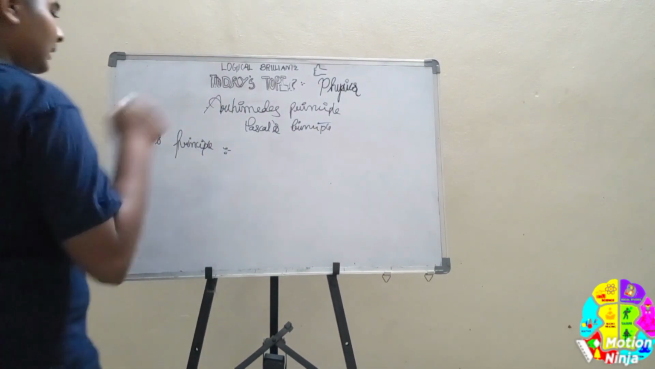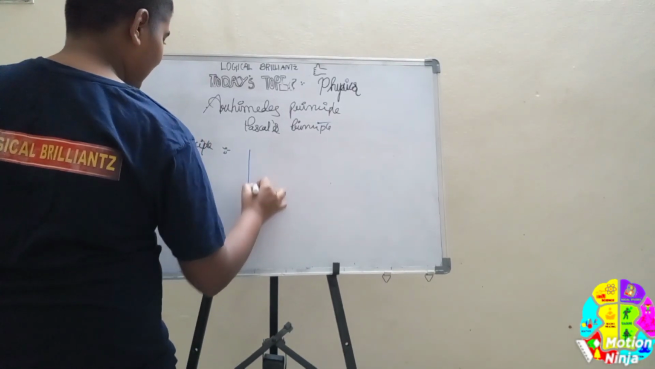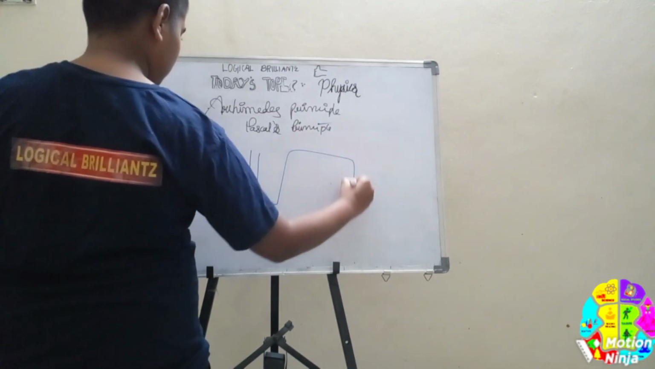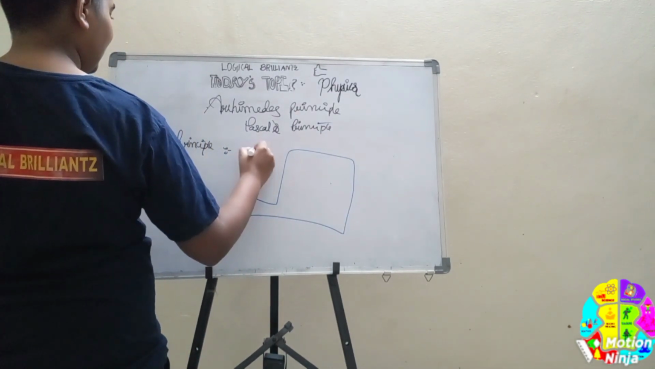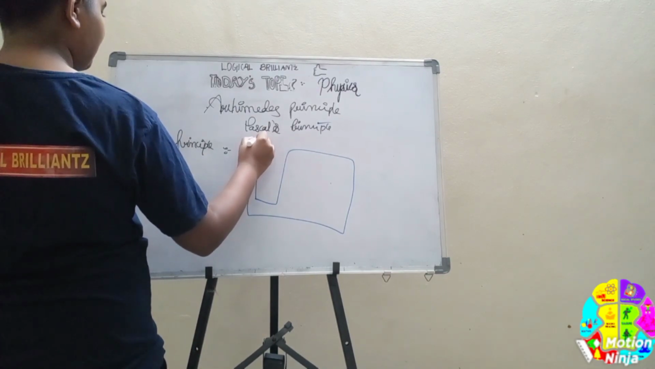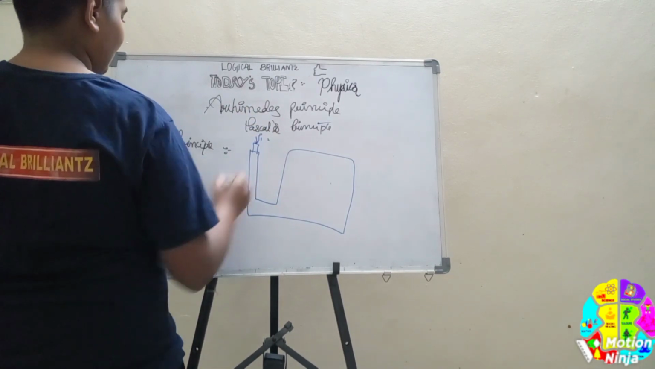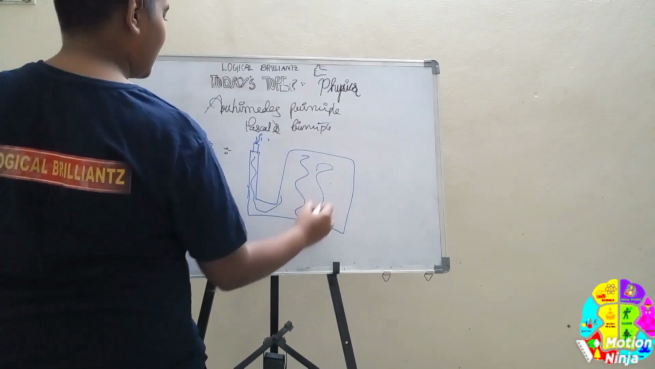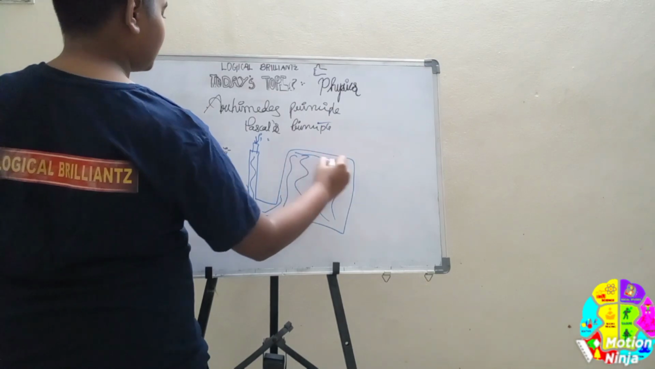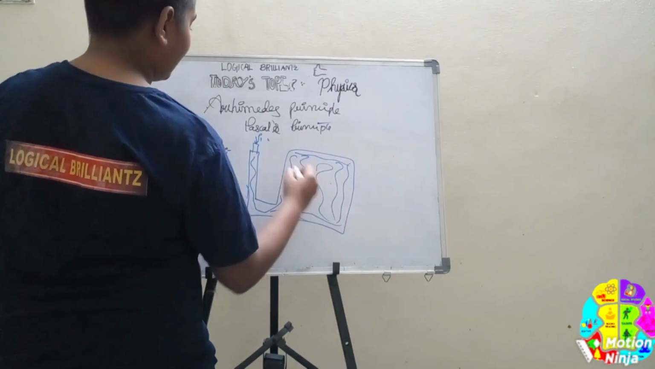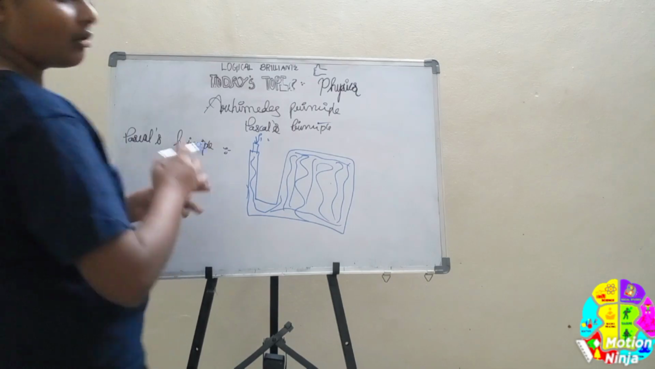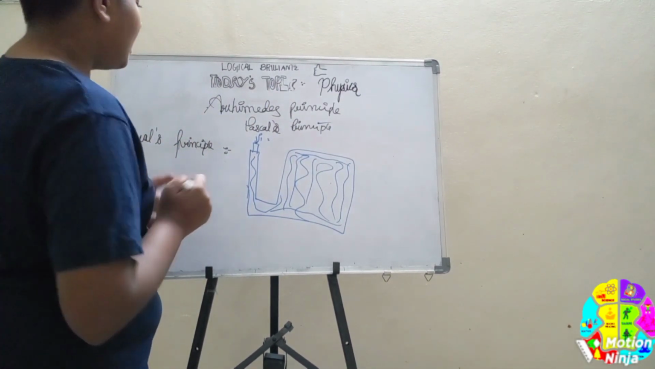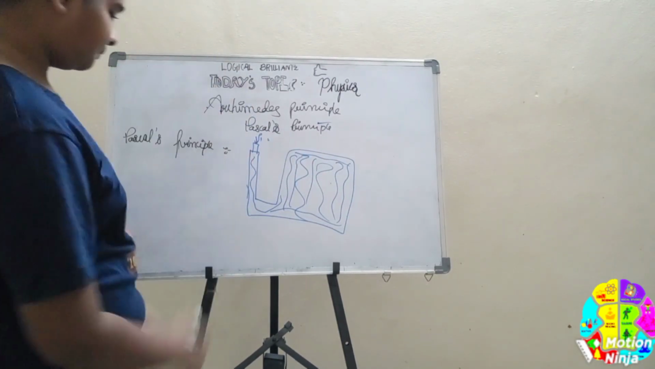Yes, let's take it like this. Let's take the pressure applied as P1. When a pressure is applied, this pressure is equally spread throughout the body, only for enclosed bodies, and this pressure is spread throughout the body equally.